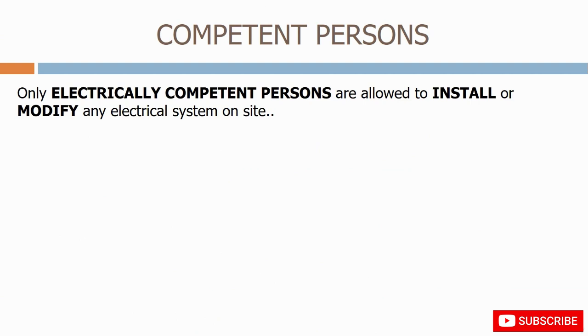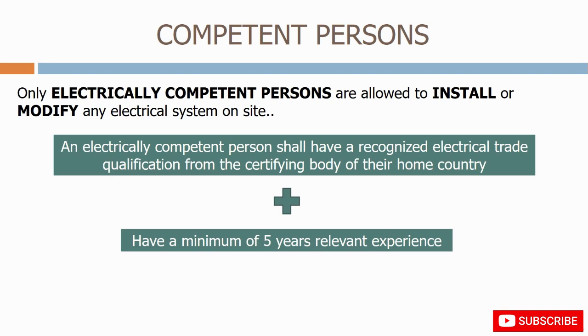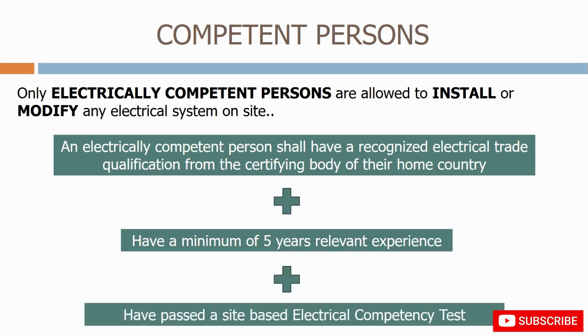Only electrically competent persons are allowed to install or modify any electrical system on site. An electrically competent person shall have a recognised electrical trade qualification from the certifying body of their home country, have a minimum of 5 years relevant experience, have passed a site-based electrical competency test.